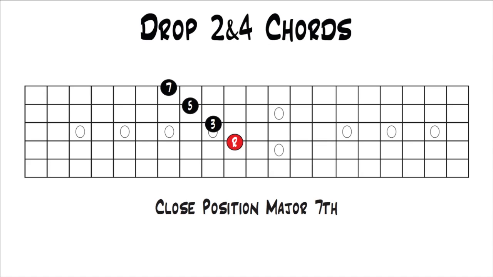So at this point we've covered drop 2 and we've covered drop 3 chords. Now I'm going to show you what are called drop 2 and 4 chords. And if you watch the other lessons about drop chords, you can probably figure out what's going to happen with the drop 2 and 4 chord.